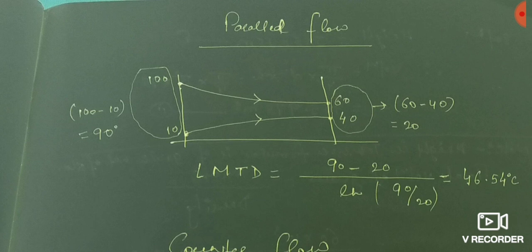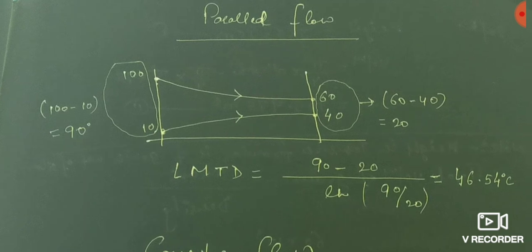Friends, here you can see in the question that a hot fluid is at temperature 100 degree centigrade and it has gone down to 60 degree centigrade. Similarly, a cold fluid is at temperature 10 degree centigrade and it has gone up to 40 degree centigrade. For calculating the delta T1 and delta T2 values, I have circled the terms; the terms present on the same side, you have to simply subtract from each other.